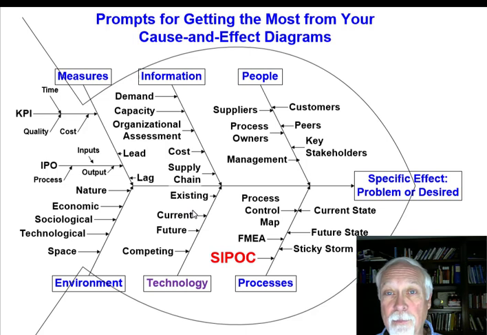You're always going to have people. You're always going to have processes. They should always be measured. There is always an environment. But in this case, I'm actually going to start down here in the bottom, processes.